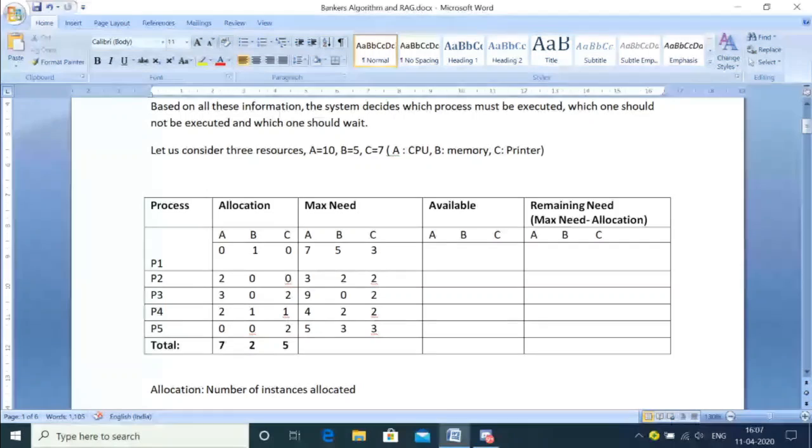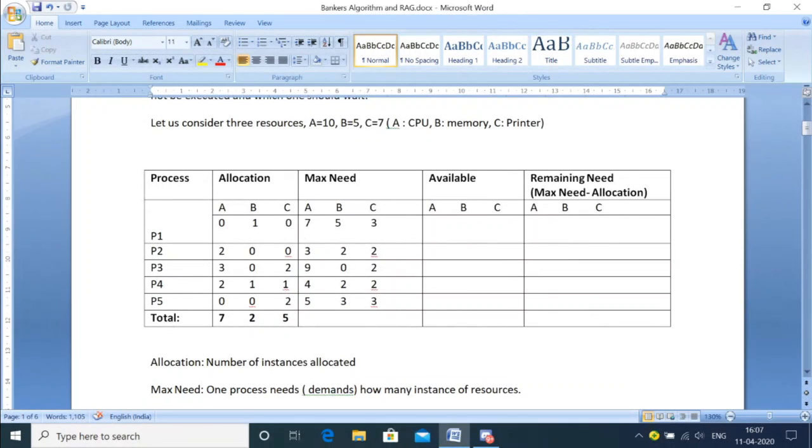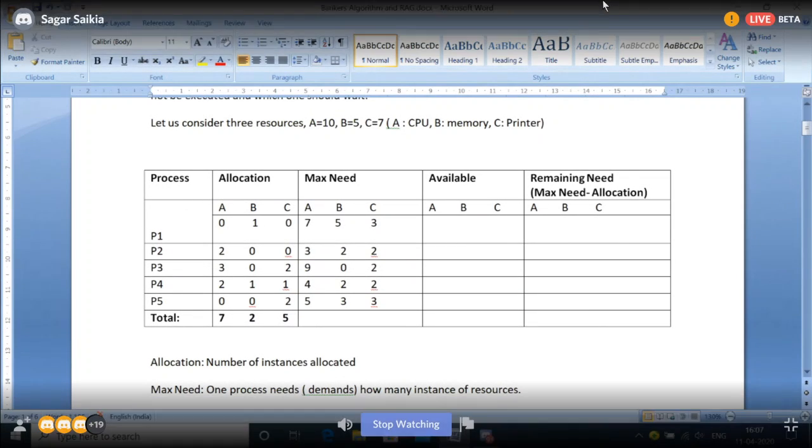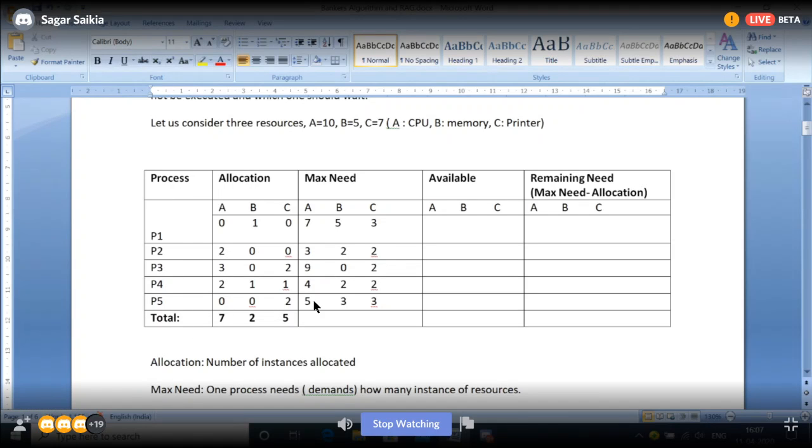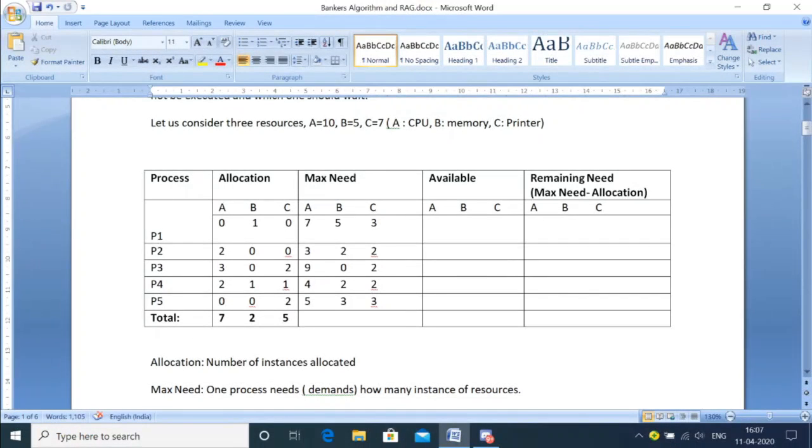These are the resources. So let's say 10 instances in total of A can be used by a process. 5 instances of B can be used by any process or group of processes. 7 instances of C can be used by different processes. Now, what is the allocation?